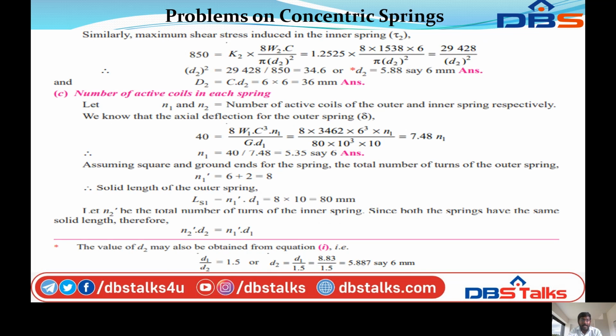Similarly, maximum shear stress induced in the inner spring, tau 2, is equal to 850 into K2 into 8 into W2 into C by pi into D2 square, that is equal to 1.2525 into 8 into 1538 into 6 by pi into D2 square, that is equal to 29,428 into D2 square. So finally, calculating D2 is equal to C into D2, that is equal to 6 into 6. 6 6 is 36. Finally, D2 is equal to 36 mm.